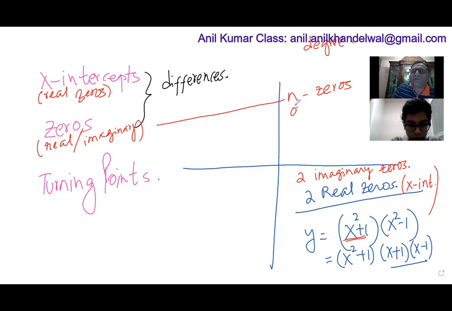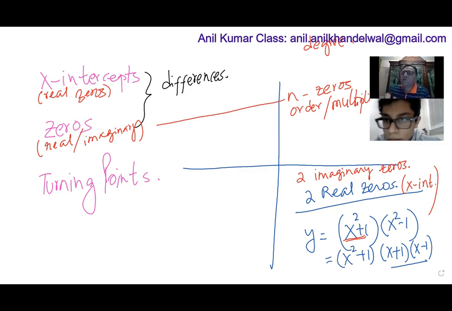Zeros have order, or sometimes we say multiplicity. Strictly speaking, an x-intercept is a point where the curve touches or crosses the x-axis, correct? But zeros define how the curve will cross the x-axis or behave at the x-axis. You get the idea? Zeros, multiplicity of the zeros.